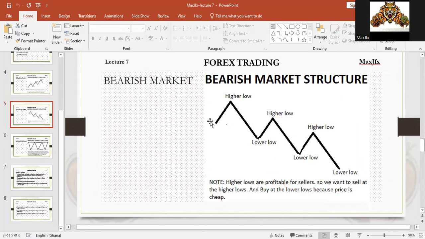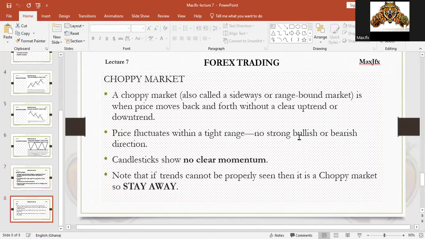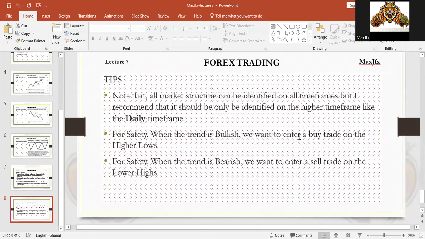All right, and the same for the bearish market structure. When it's at the lower highs, you want to sell. But when it gets to the lower lows, you don't want to buy, you want to wait. When it makes a lower high, then enter a sell in the market. That's what I was trying to say, that it's very safe. So for safety, when the trend is bearish, you want to enter a sell trade on the lower highs.